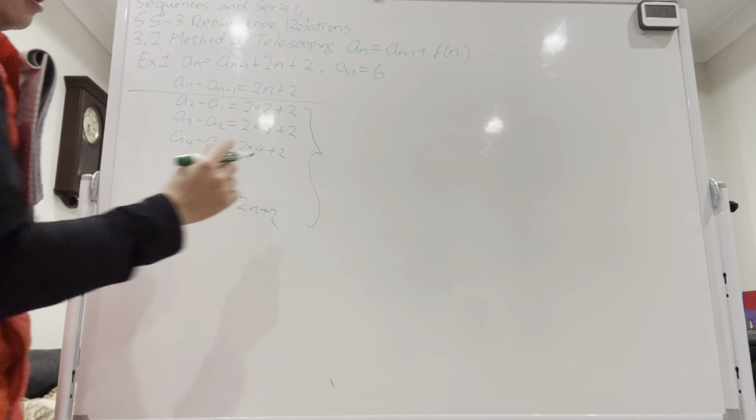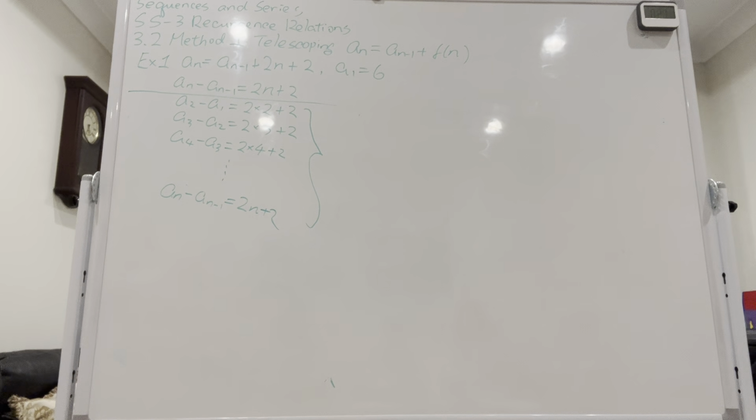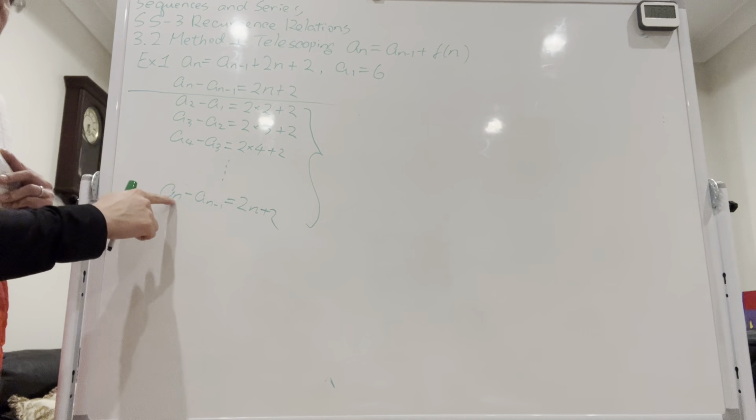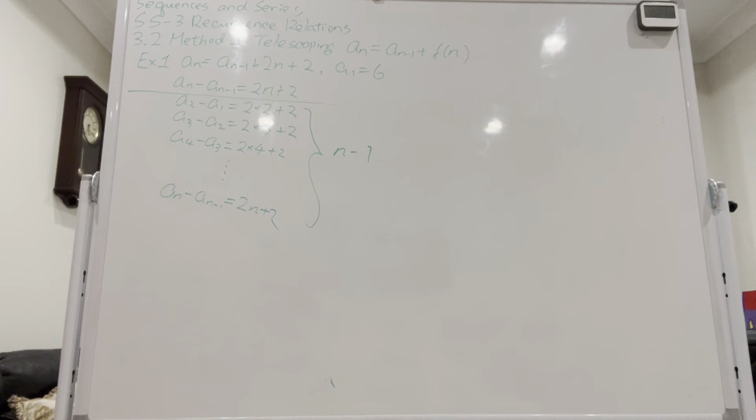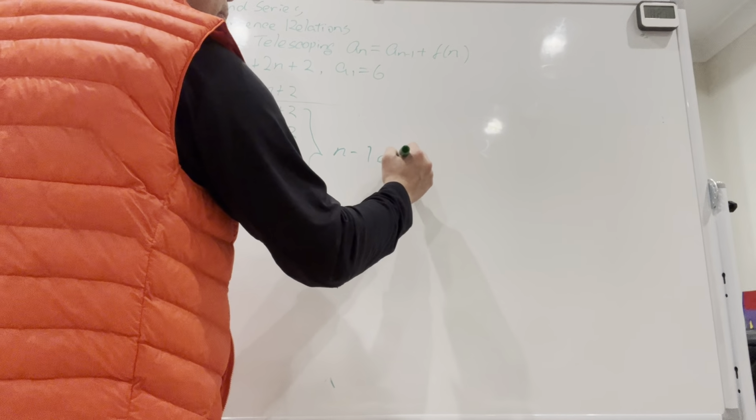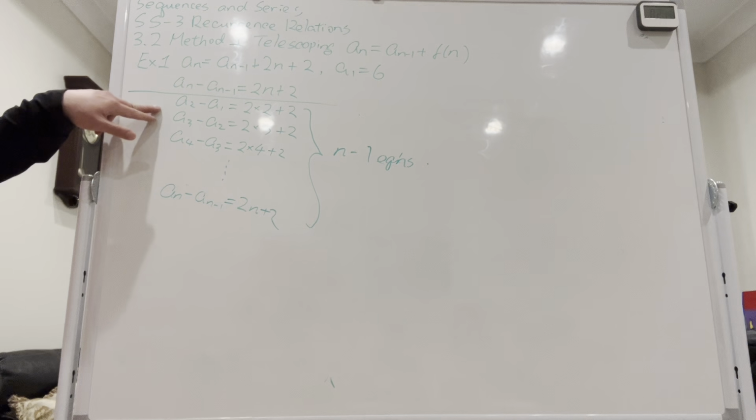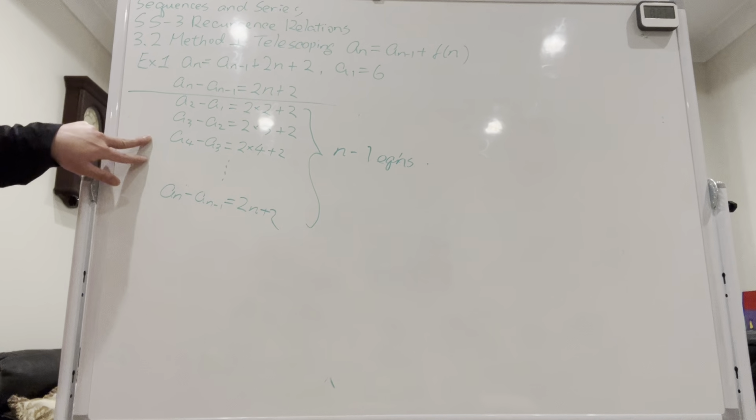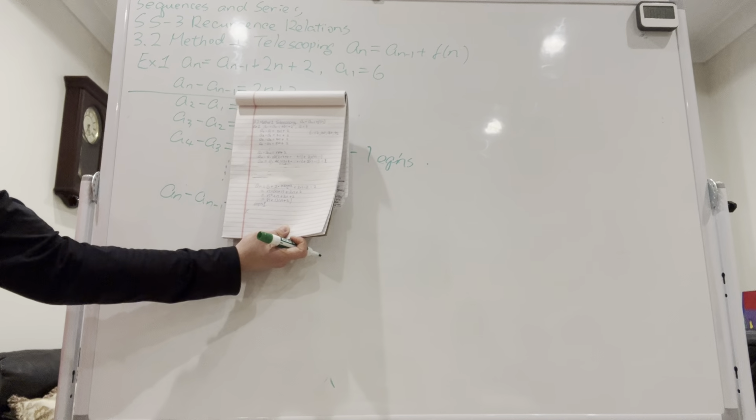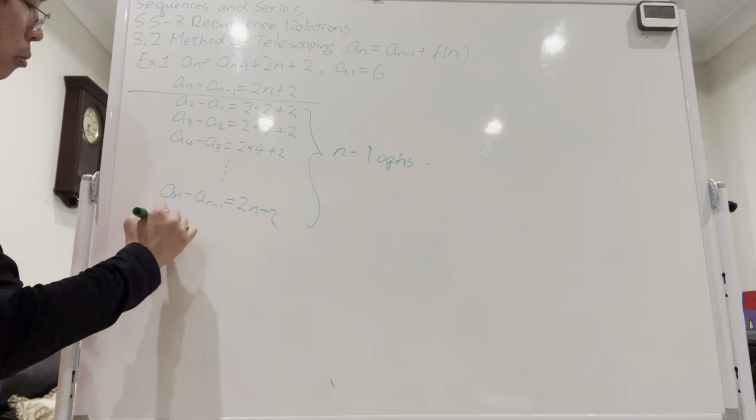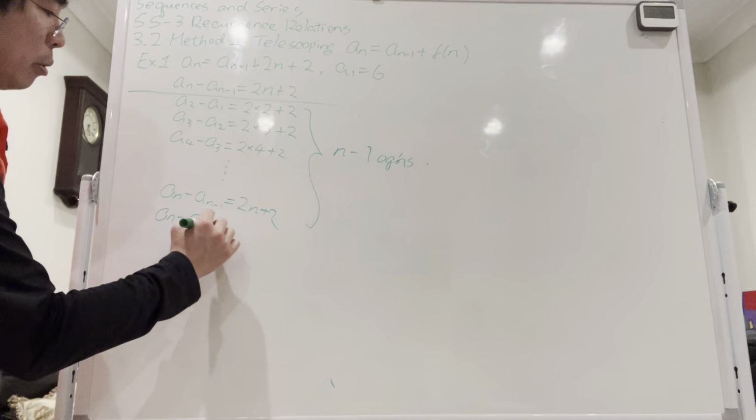How many rows are there in total? N minus 1, because it starts at 2 and goes all the way to n. So we have n minus 1 equations. What if we sum them all? If we sum everything on the left-hand side, what do we have? Negative A1 plus An.